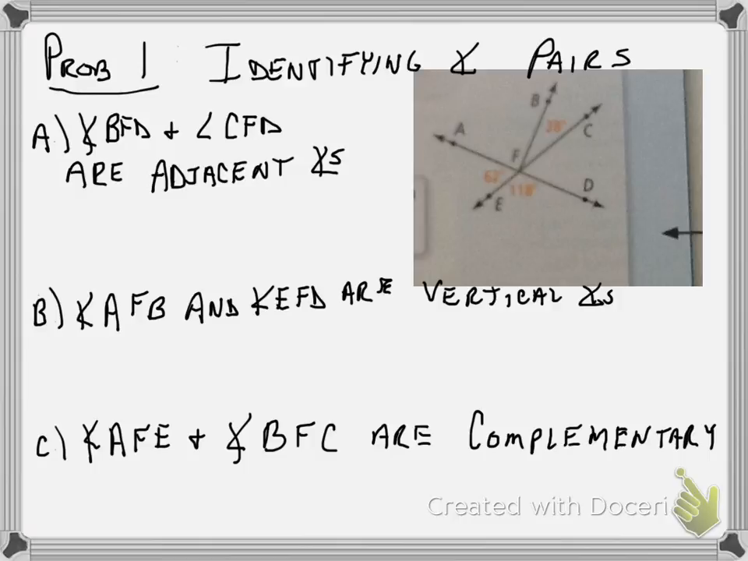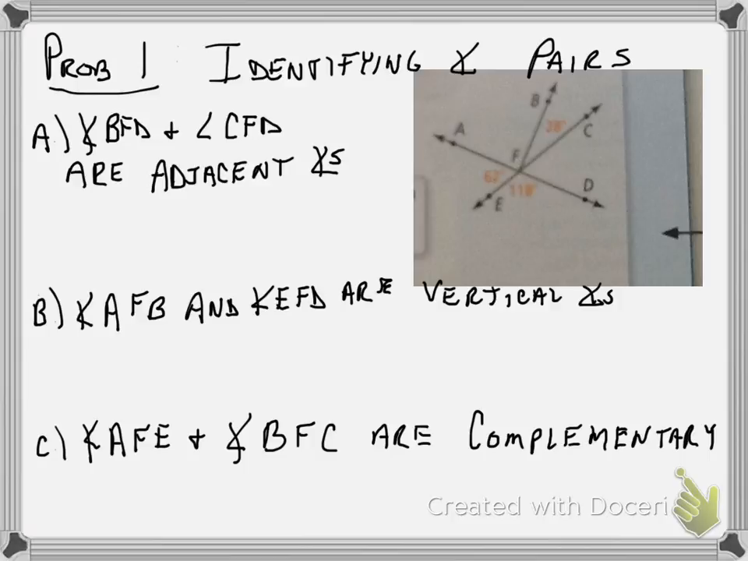Problem 1 is about identifying angle pairs. If you look at the picture drawn here, or actually taken a picture of here, you'll see multiple angles in the picture. I hope you can read it. Angle AFE is 62 degrees, EFD is 118 degrees, and BFC is 28 degrees.